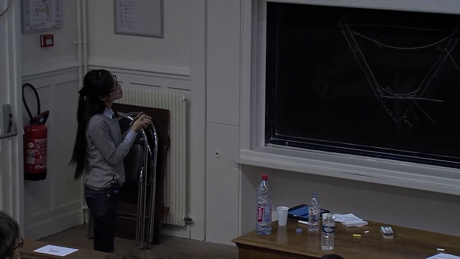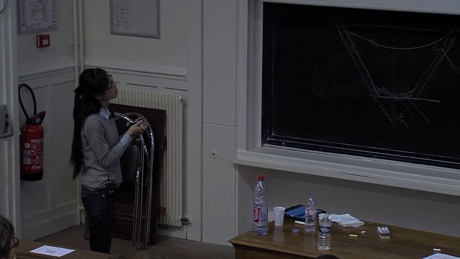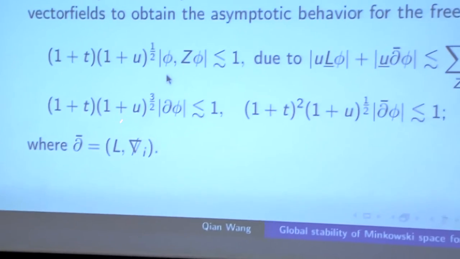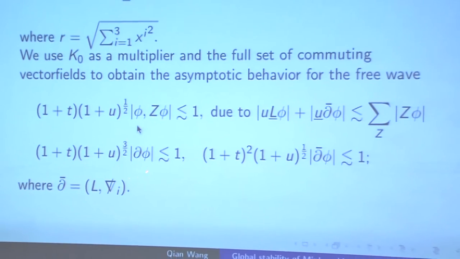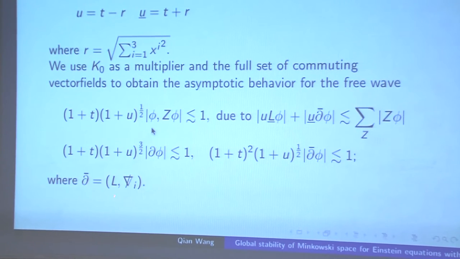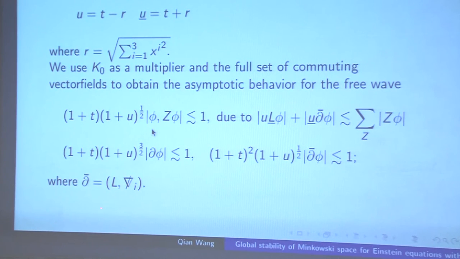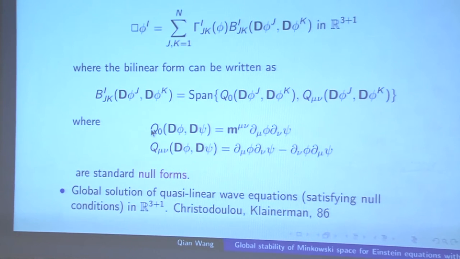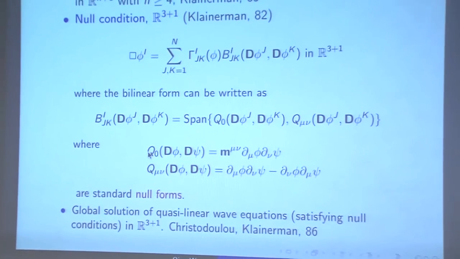Based on these estimates, you do some calculation and you find, okay, I have some better, more detailed decay behavior for just the generic derivative on phi, and for some better directions, better in the sense that they are tangential to the cone, which has two types of direction. One is L over there, and the other is the angular derivative. And along these better directions, you have better decay.